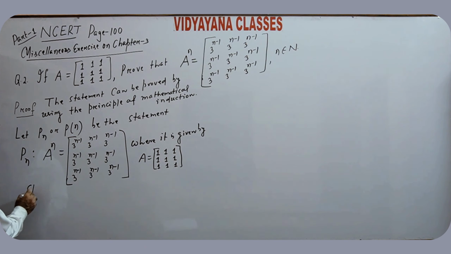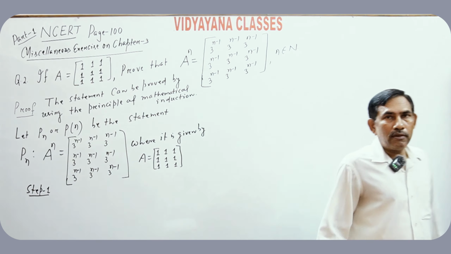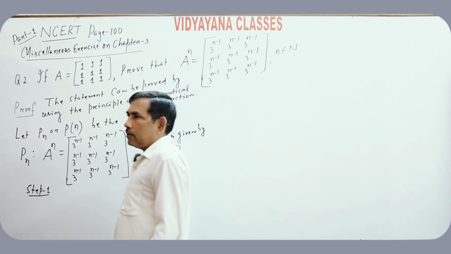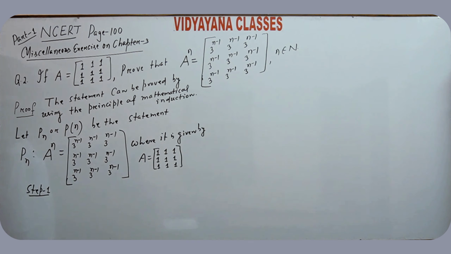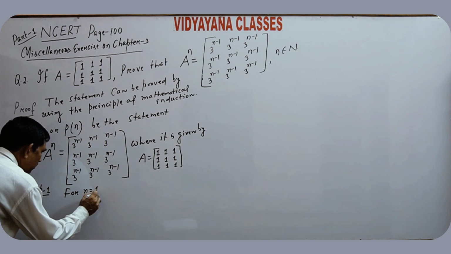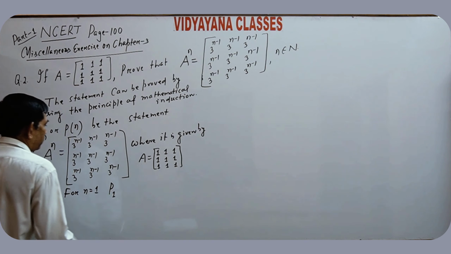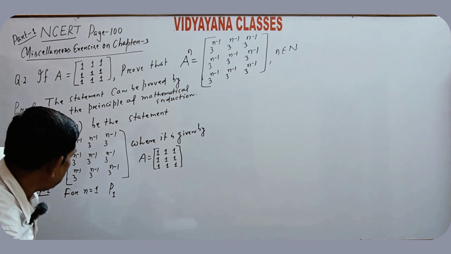Step 1. In mathematical induction, there exist 3 steps. The first step must be proved, the second step is assumed to be true, and the third step will be proved with the help of the second step. For n is equal to 1, P1.